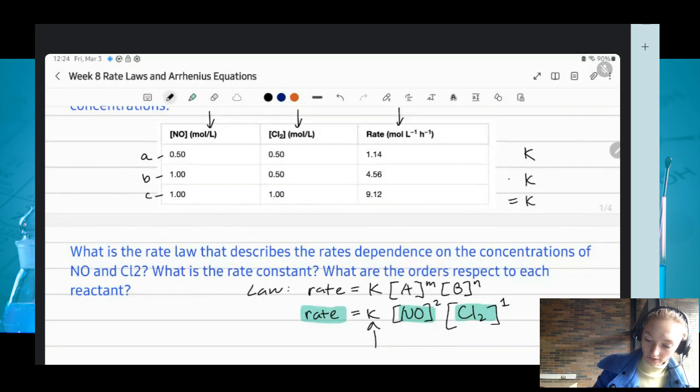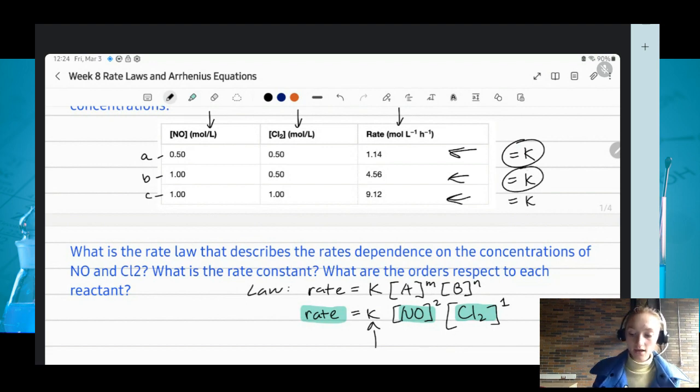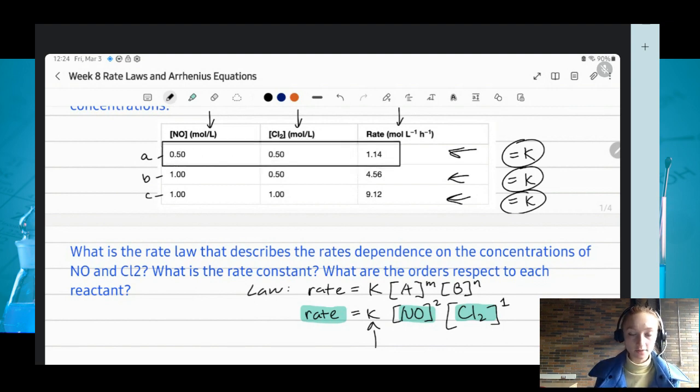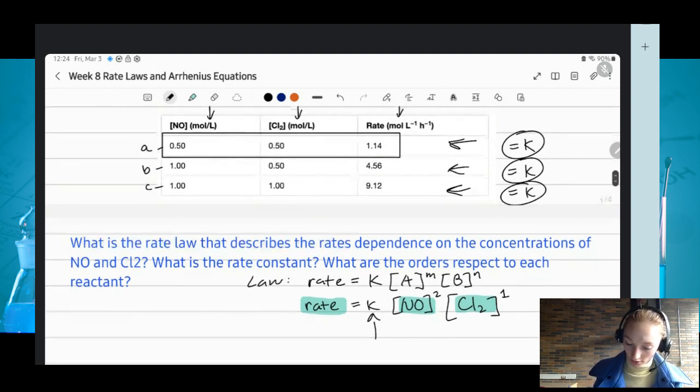So for this reaction, it's going to have the same K. For this one, it's going to have the same K. And for this one, it will have the same K because the K is constant. It's not changing. So you can just take a sample of just these values, and that'll work just fine. So let's algebraically solve for K. Let's move everything so K will be on the left.